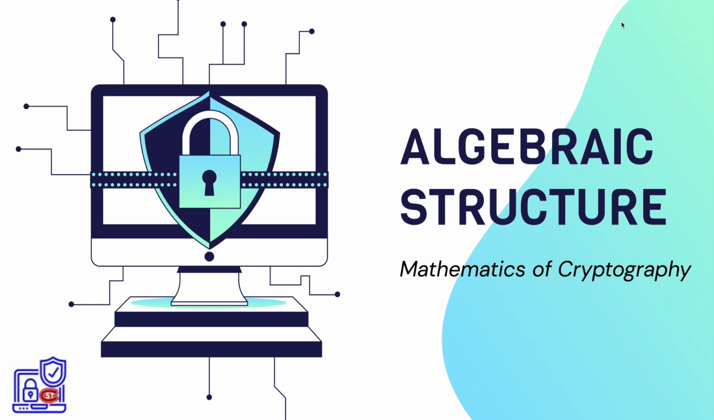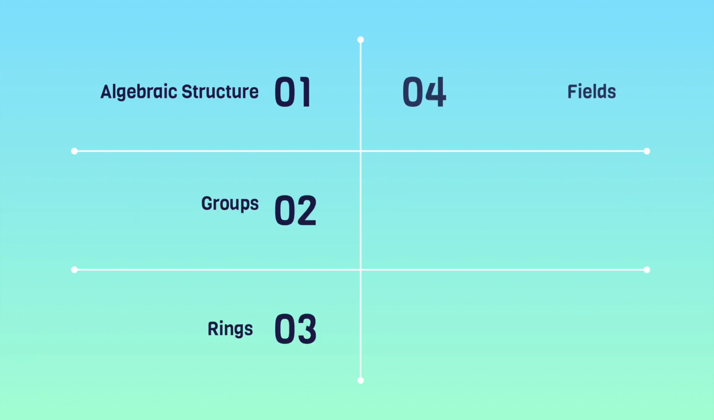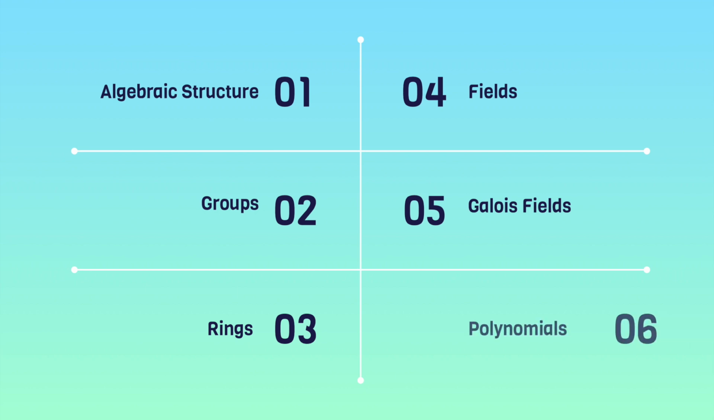In this video, we will focus on the algebraic structure topic in mathematics of cryptography. To sum up today's lesson, we will explain what algebraic structure is, the relationships and requirements for the common algebraic structures: groups, rings, and fields. After that, we will learn about a special type of field, Galois fields, as well as its usefulness and applications in the computer world. Then lastly, polynomials.